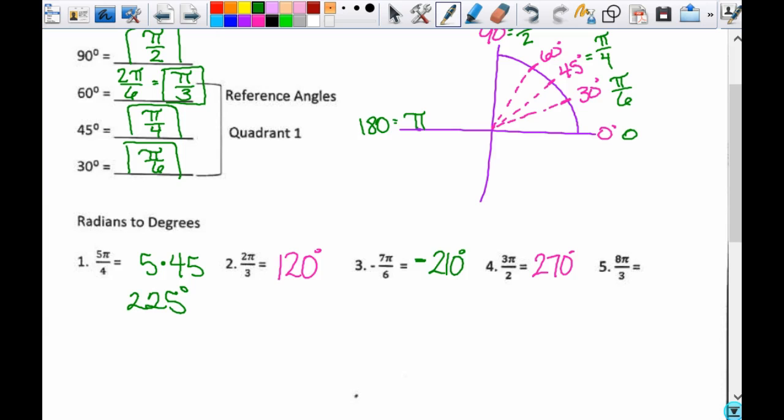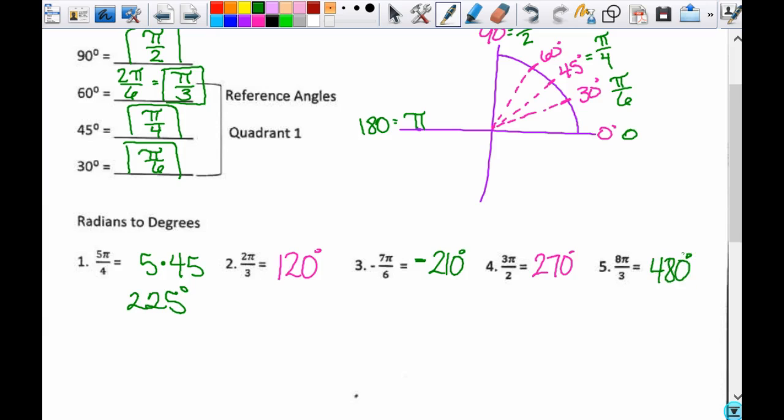Oh, 5 pi eighths. Oh, I'm making up numbers. 8 pi thirds. Whew. All right, Demi, what'd you get for 8 pi thirds? 480 degrees. Y'all agree with that? Very good. Yes. Because pi thirds is 60. You need 8 of them. 8 times 60 is 480.